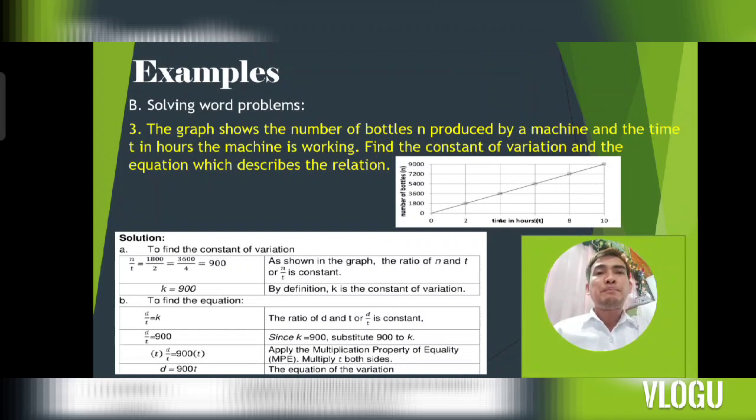To find the equation, the ratio of d and t, or d over t, is constant. So from there, d over t is equal to 900 as our k. Since k is 900, you apply the multiplication property of equality, multiplying t on both sides. So, as in our illustration, d therefore is equal to 900 times t. And that is the equation that we're looking for, the equation of the variation. Is that clear?